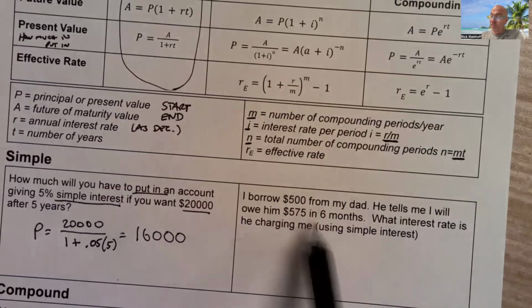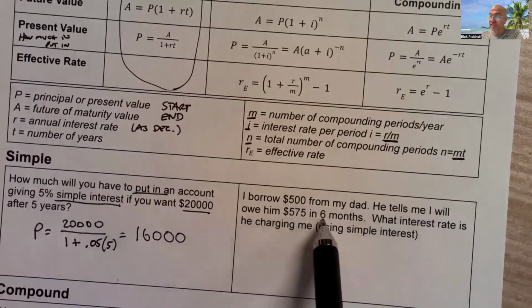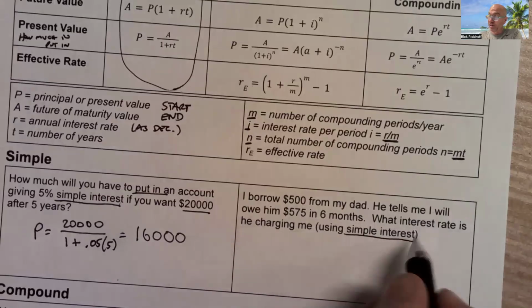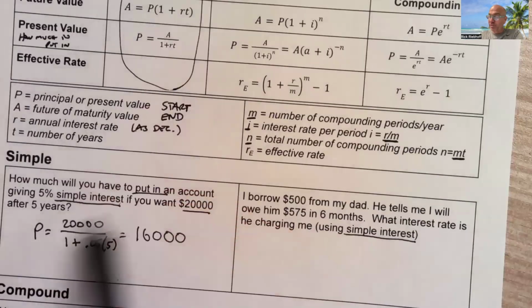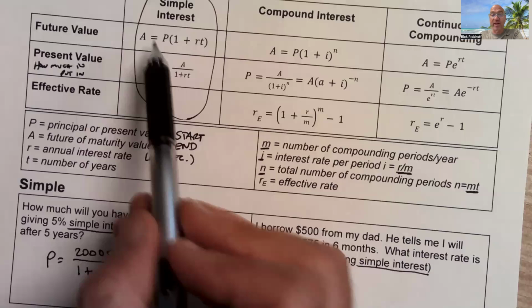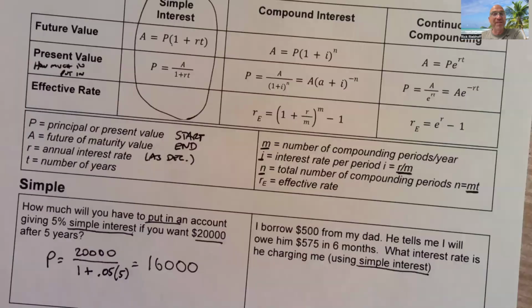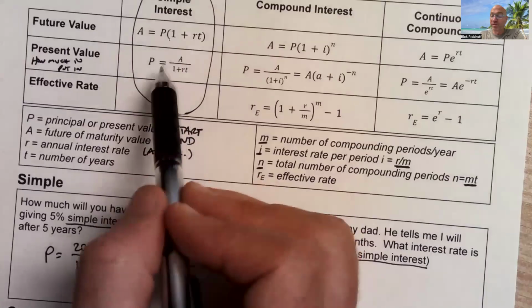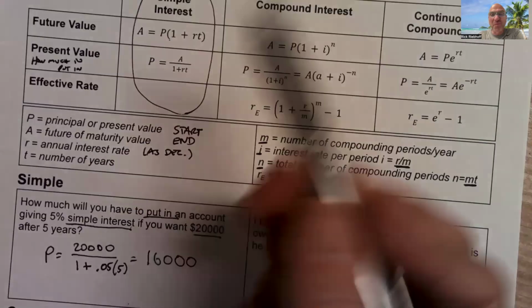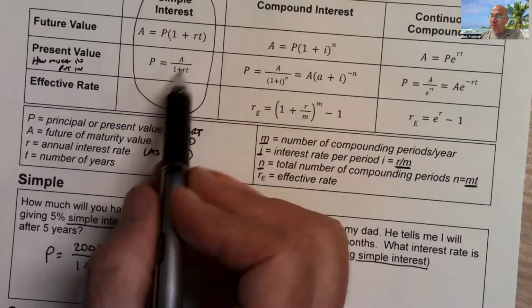All right, let's stick with simple interest. It says, I borrow $500 from my dad. He tells me I will owe him $575 in 6 months. What interest rate is he charging me using simple interest? Okay, so I'm going to use this formula. I could use either one technically. I could have just plugged stuff in and done some algebra and gotten the same thing. Don't flip out, right? If you don't know which one to put it into, put it in one or the other and then solve for what you don't know. You'll be okay. This one I'm going to put into present value.